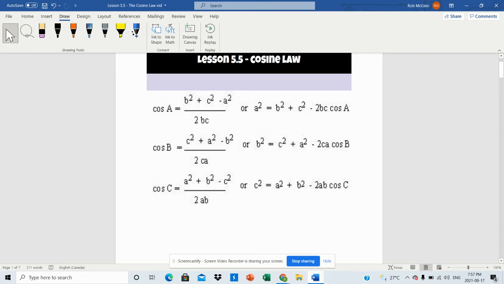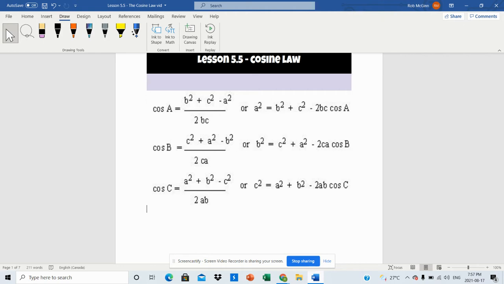Welcome to lesson 5.5 on the cosine law. In the last lesson, we explored the sine law. And the reason we explored the sine law and are now exploring the cosine law is because we realized our primary trigonometric ratios work extremely well if we have a 90-degree angle in our triangle. So, that is, if it's a right angled triangle.